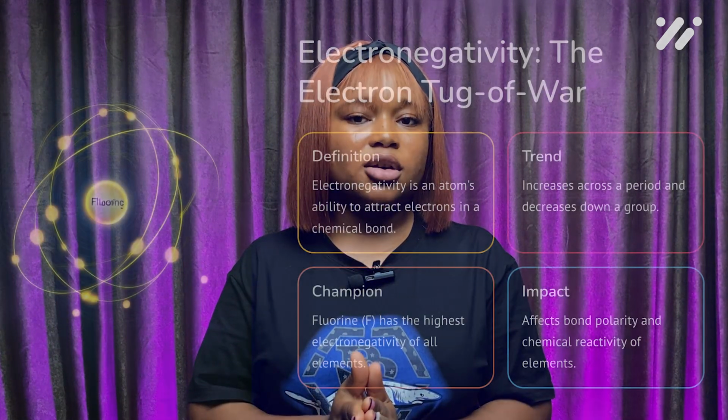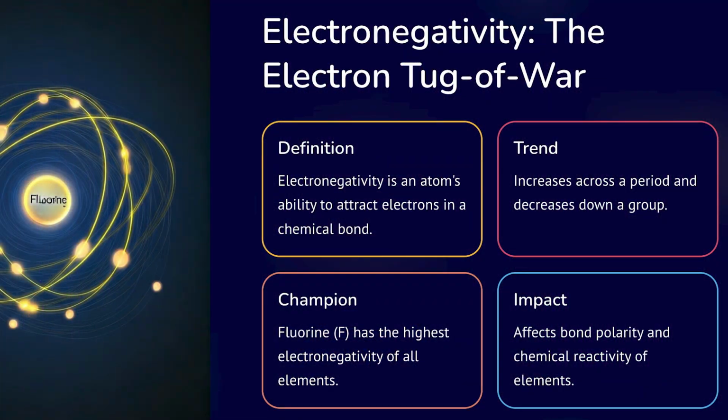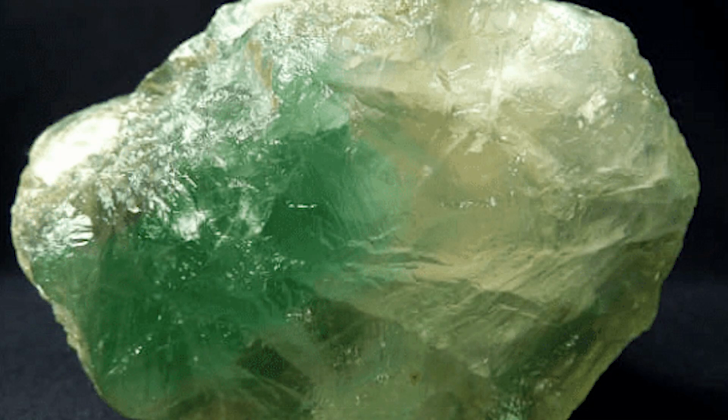Closely related to this is electronegativity, or the ability of an atom to attract electrons in a chemical bond. Just like ionization energy, electronegativity increases as you move across a period. Let's take fluorine, for example. Fluorine has the highest electronegativity of all elements, making it very reactive.